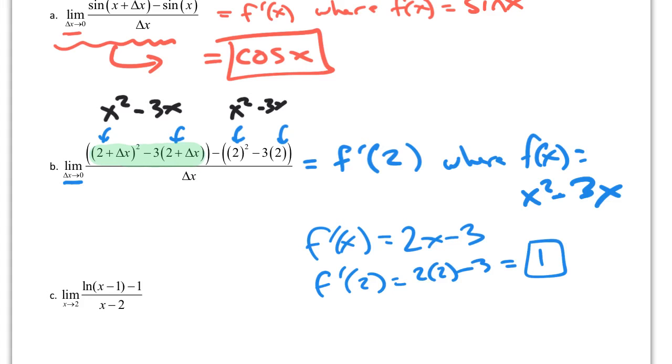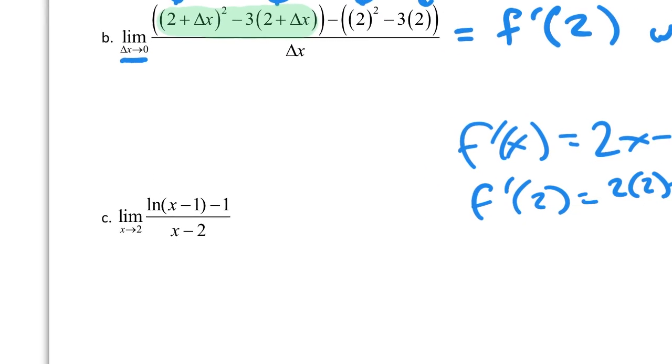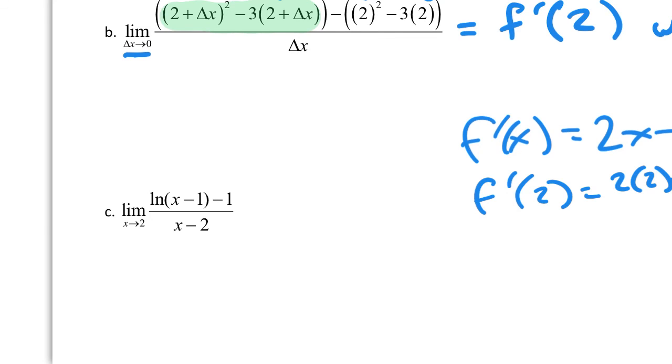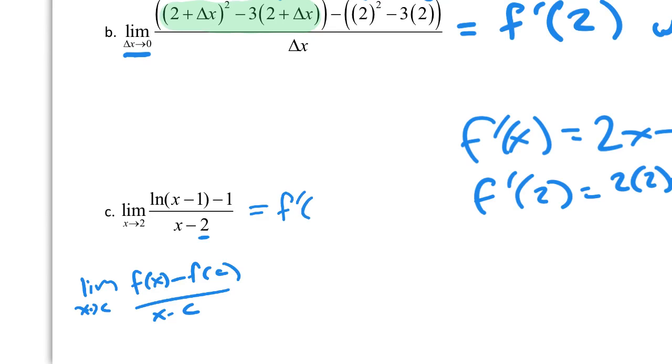And last problem real quick here, we've got our alternate form. So we're looking at the limit as x approaches c of f of x minus f of c over x minus c. So you can already recognize your c value is going to be 2, and our function is natural log. So really this limit here is f prime of 2, where f of x equals natural log of x minus 1.